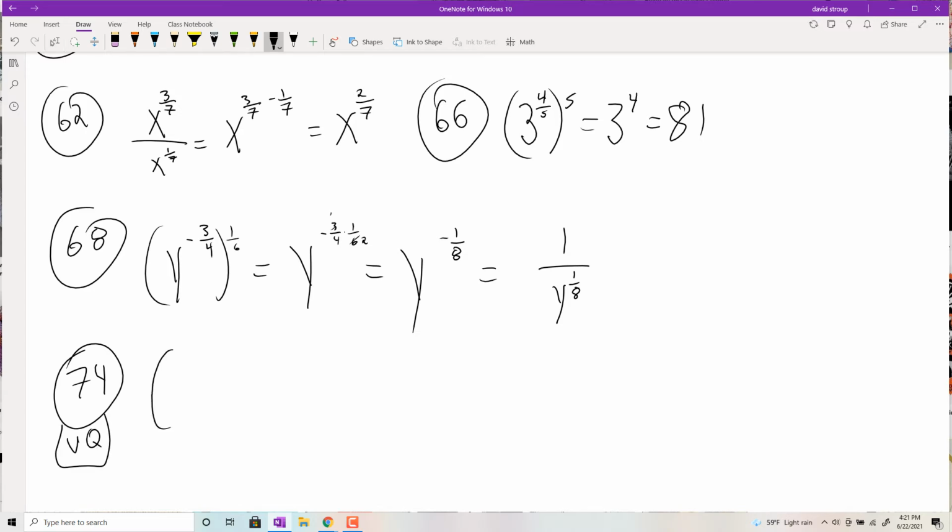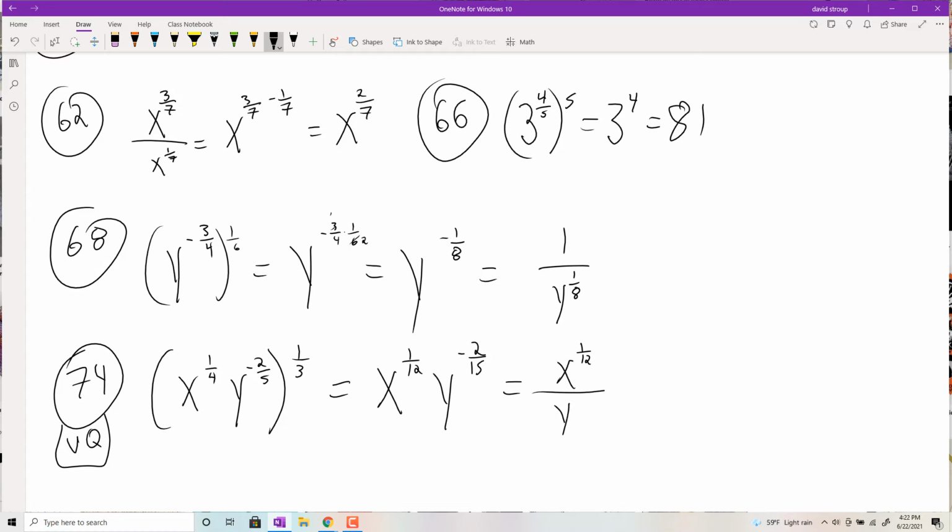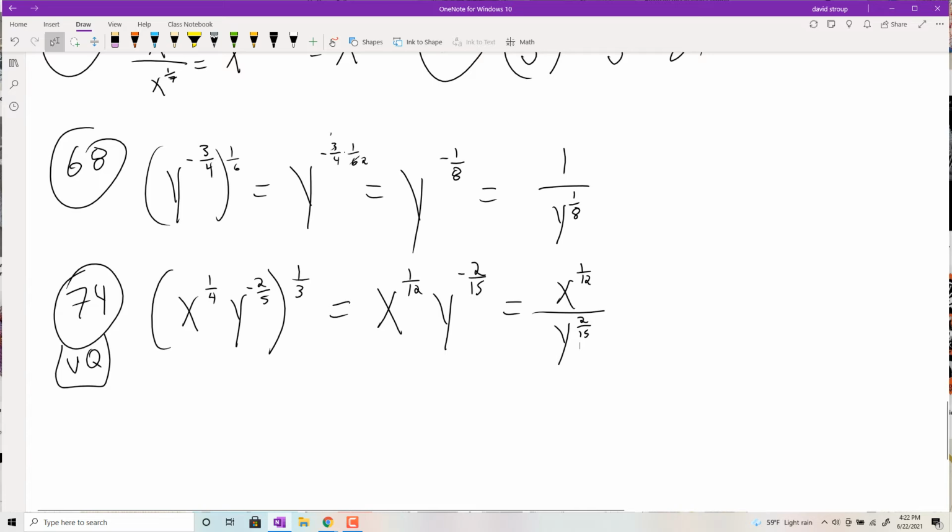So I have x to the 1/4 times y to the negative 2/5, raised to the power of 1/3. First I'm going to multiply the exponents, so I get x to the 1/12, y to the negative 2/15. Then I hate negative exponents, so I'm going to rewrite this as x to the 1/12 all over y, and change the sign of the exponent to positive, y to the 2/15. Let's see if we got anything else.